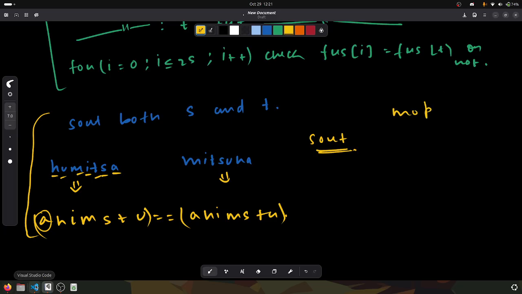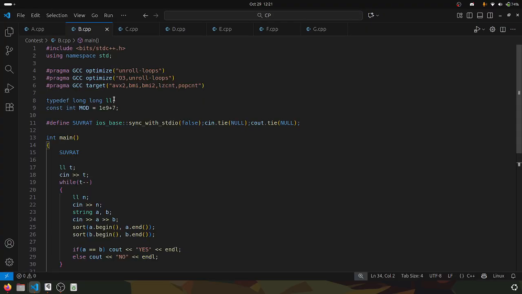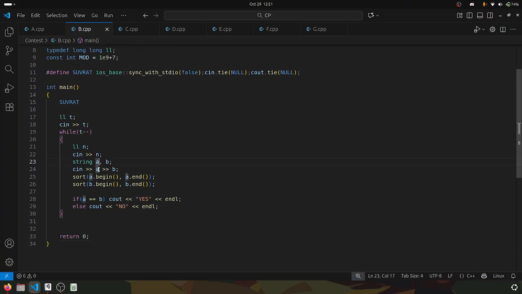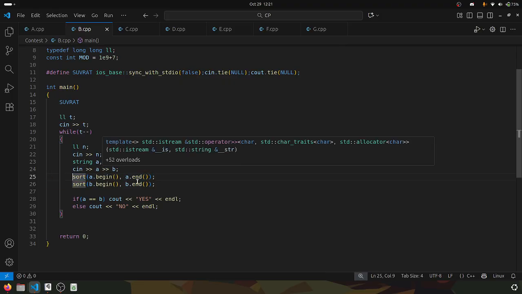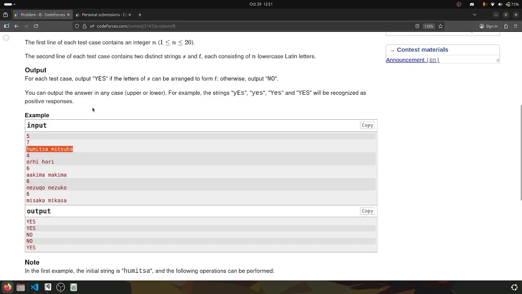So I'll show you guys the code now. Basically I take input the two strings, I sort them, and I check if both of them are equal or not. If they are equal, then the answer is yes, else the answer is no. And the time complexity of this would be O of n log n, since sorting the string takes O of n log n. Now let's move on to the next problem.